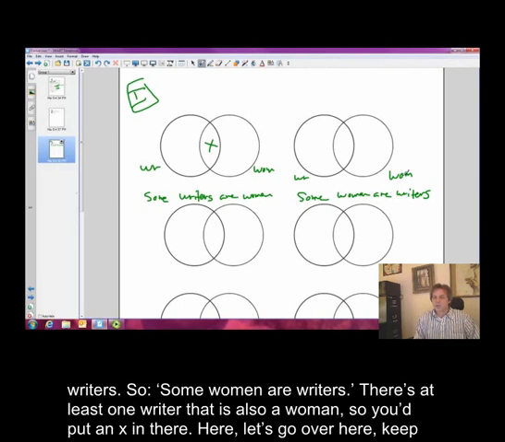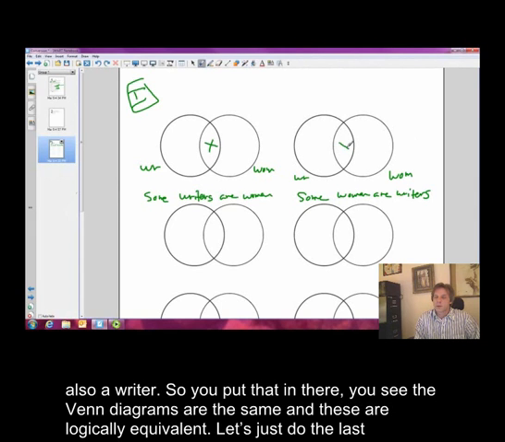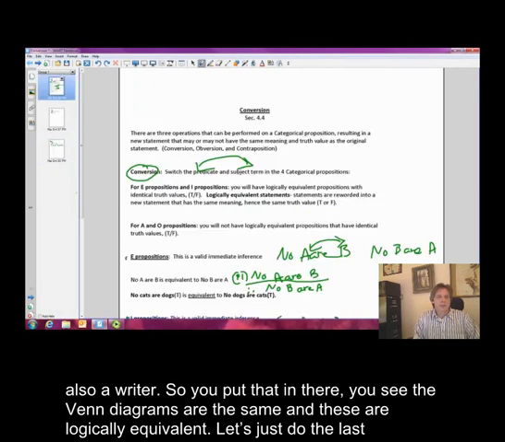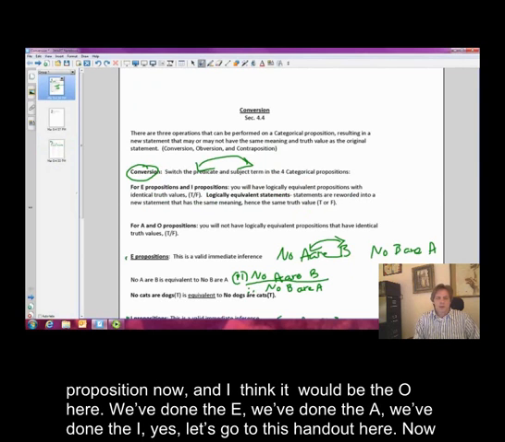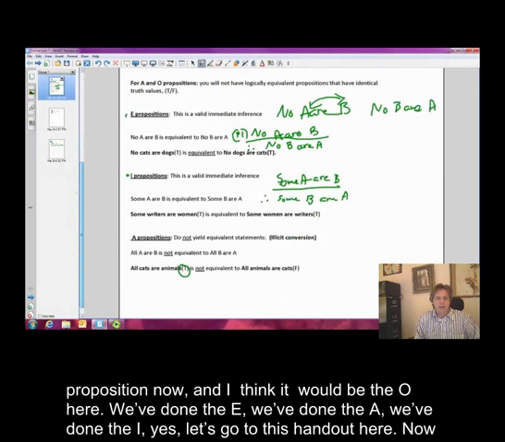Here, let's go over here. Keep the classes the same. Don't switch them. You already know that. Here we have some women are writers. There's at least one woman that's also a writer. So you put that in there. You see the Venn diagrams are the same and these are logically equivalent. Okay, let's just do the last proposition now. And I think it would be the O here. We've done the E, we've done the A, we've done the I.